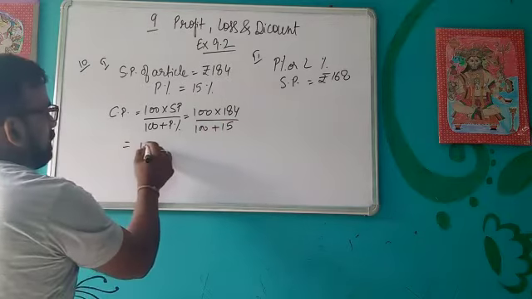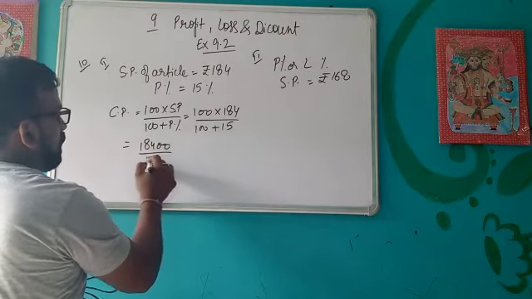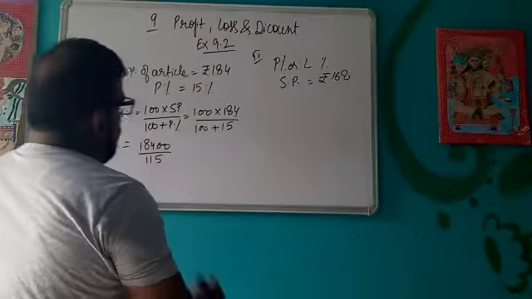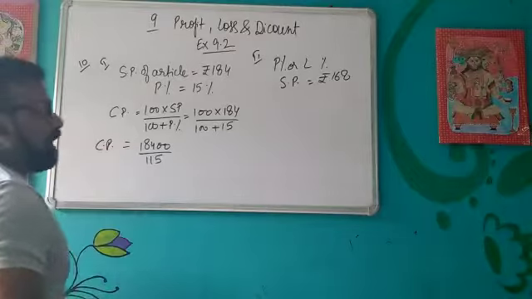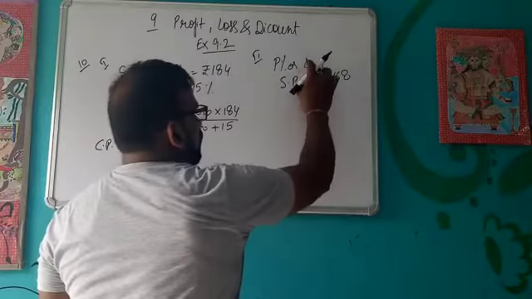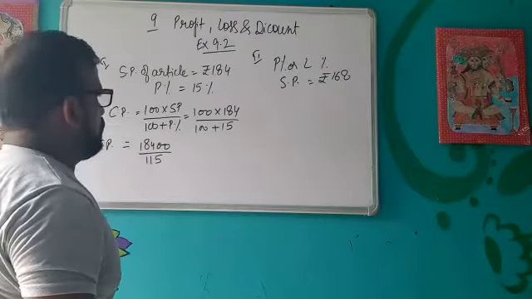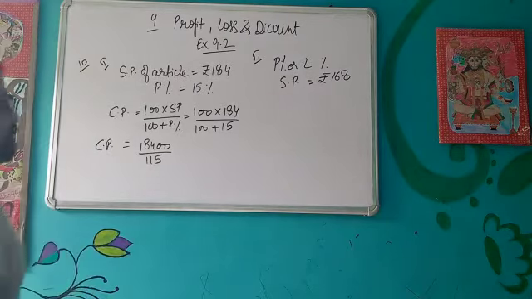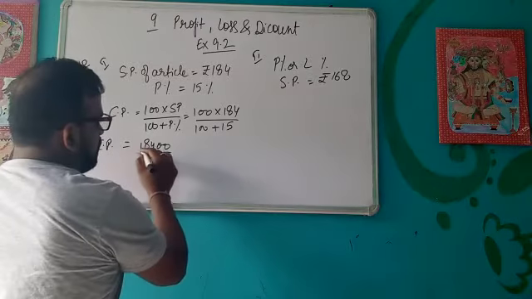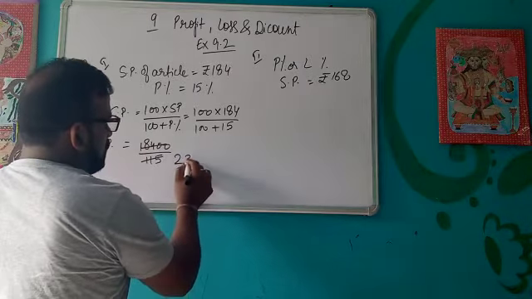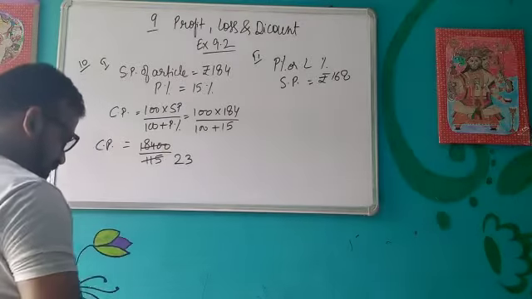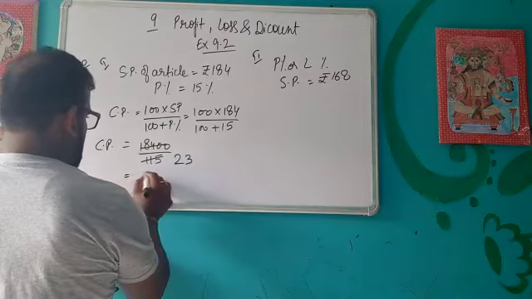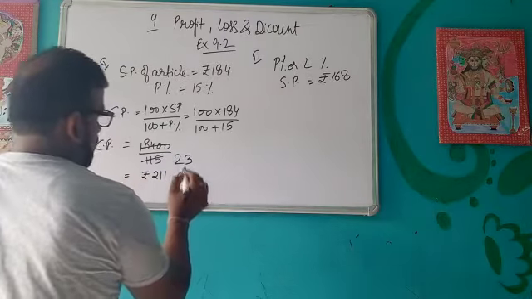So here you will get 18400 upon 115. Simplification we will do later on. Now we will use this CP in order to calculate the profit or loss percent. First we have to see whether it is a profit or loss. So let's do some simplification. We will get the result as rupees 211 and 60 paisa.